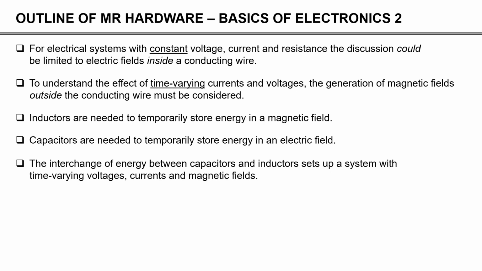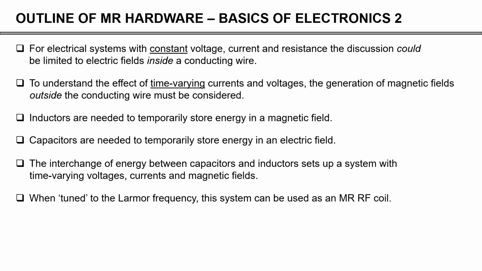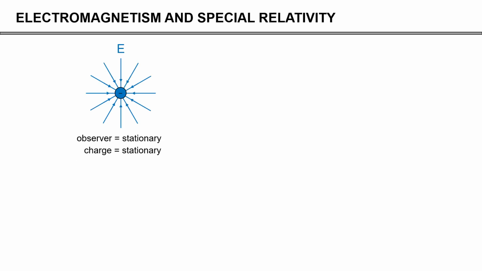And then finally, it's the interchange of energy between inductors and capacitors that sets up a system of time-varying voltages, time-varying current, and most importantly, time-varying magnetic fields, a B1 field that we can use as an RF coil. When these elements are tuned to the Larmor frequency, then we have a proper RF coil.